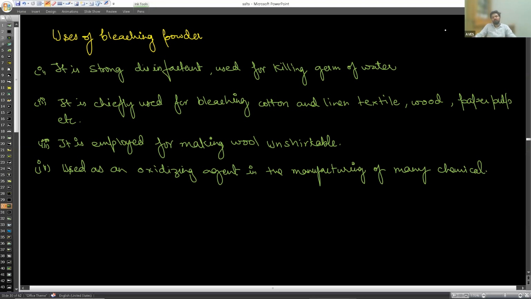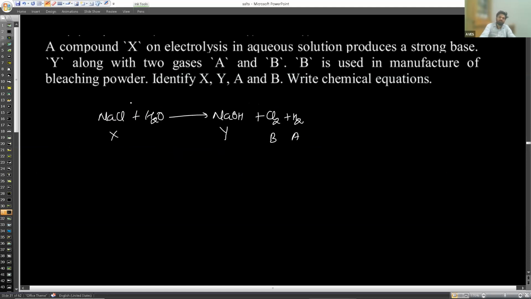So anyone still writing? It is a strong oxidizing agent used for manufacturing chemicals. It is employed for making rolls and measuring cable. It is chiefly used for bleaching cotton and linen textiles. It is a strong disinfectant used for killing germs. So the most important use is this disinfectant property, and the second one is that it has a strong smell of chlorine. This type of question is going to come in an examination.